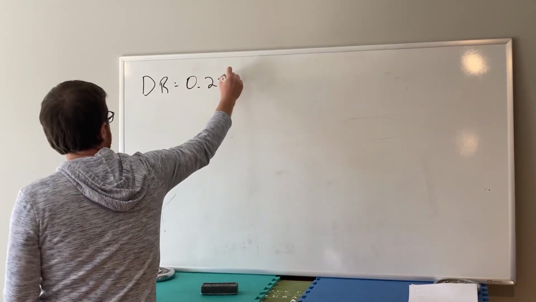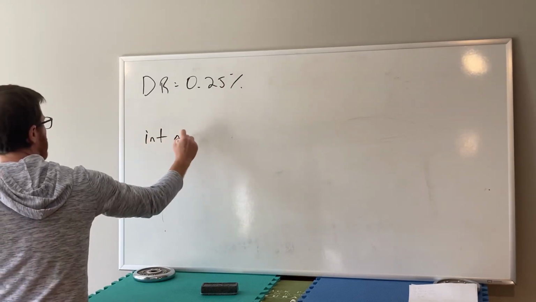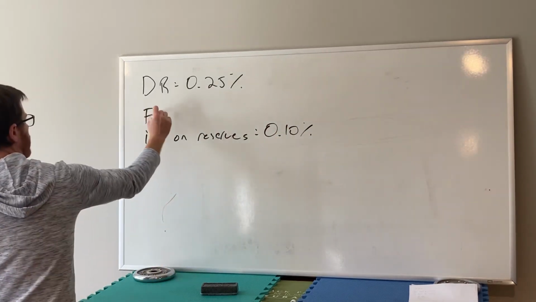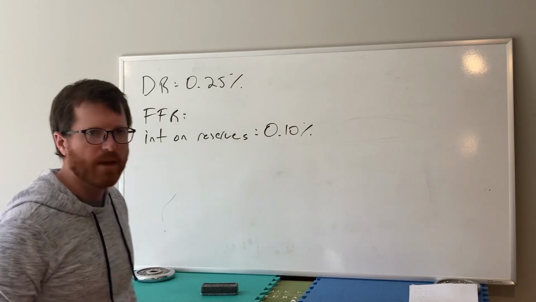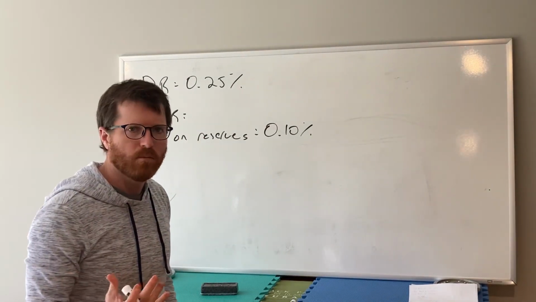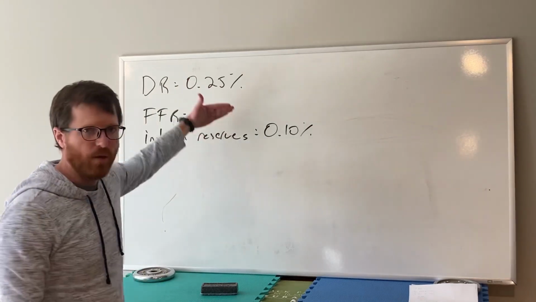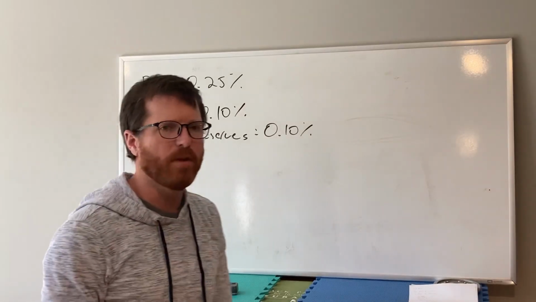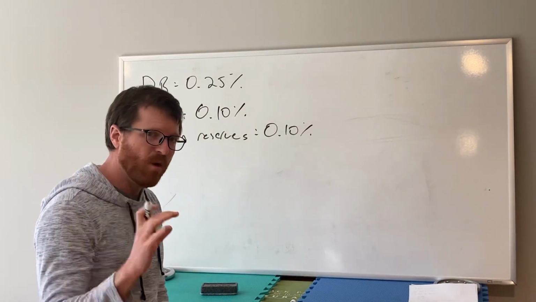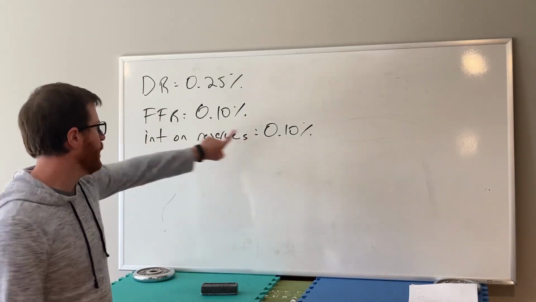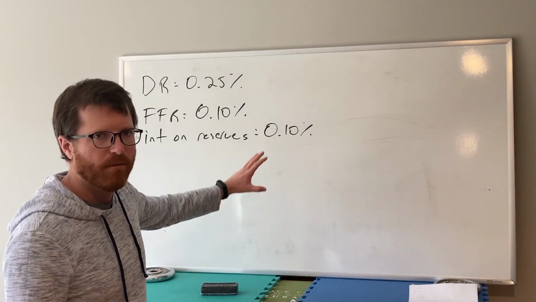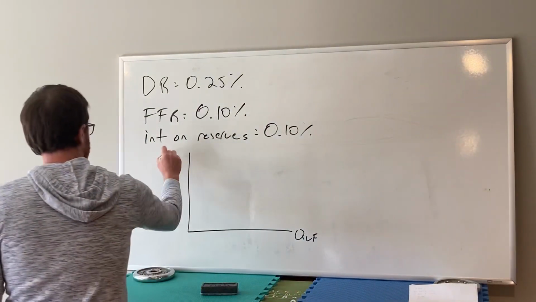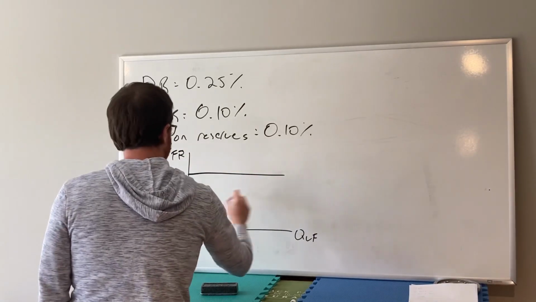The discount rate is 0.25%. The interest on reserves is 0.10%. And so where would you guess the federal funds rate is, if you had to guess? All right, 3%, 0.05%? No. It's going to be between these two, right? And in fact, the federal funds rate is 0.1%, right at 0.1%. So what that tells us is that at this moment in time, the interest on reserves is serving as a binding price floor. Okay? Looks like this. Here's what we've got going on here.